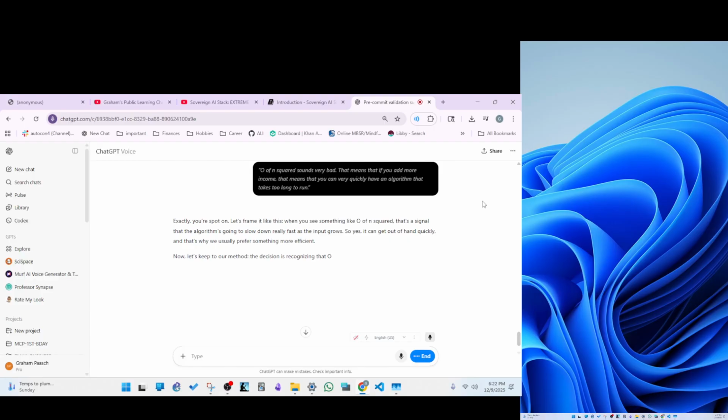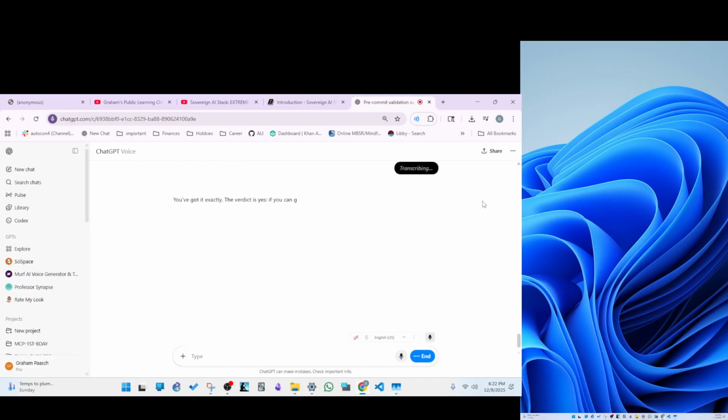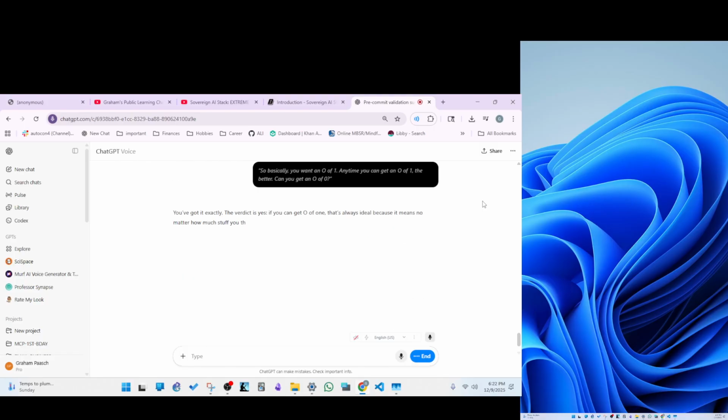The decision is recognizing that O of n squared is not ideal. The likely excuse might be, well, it's too hard to make it more efficient. So basically, you want an O of 1. Anytime you can get an O of 1, the better. Can you get an O of 0? You've got it exactly. If you can get O of 1, that's always ideal because it means no matter how much stuff you throw at it, it stays fast. And no, you can't get an O of 0.